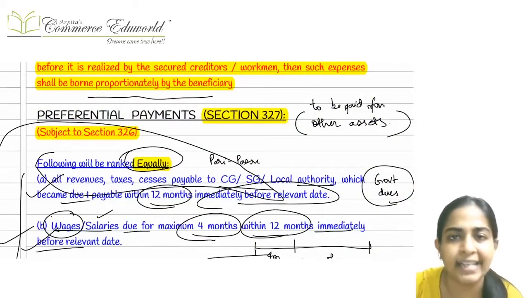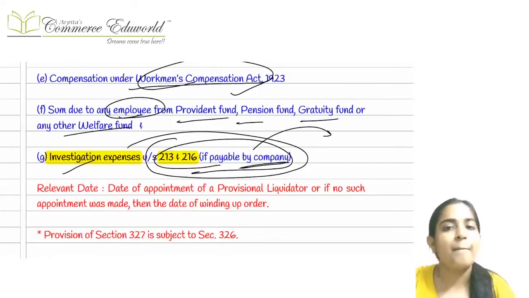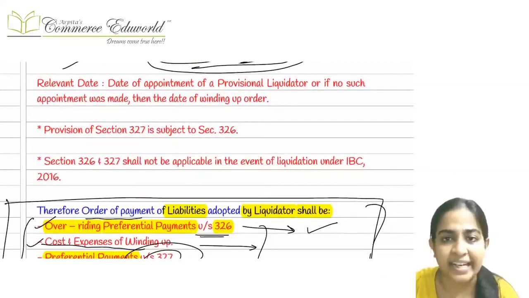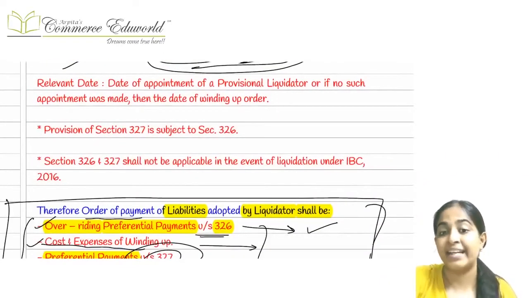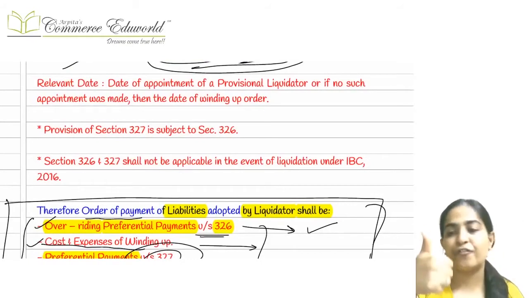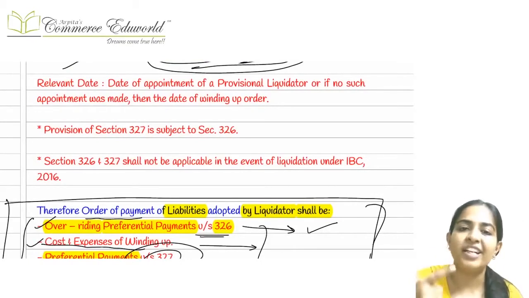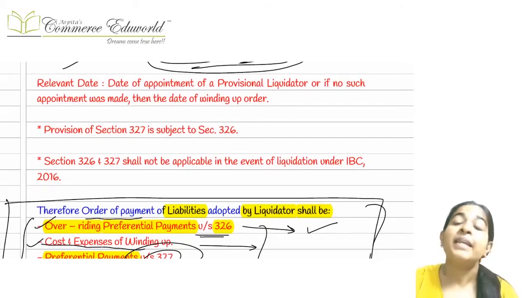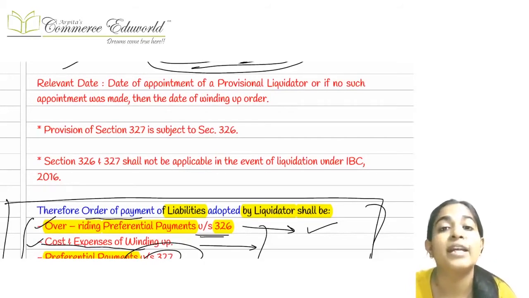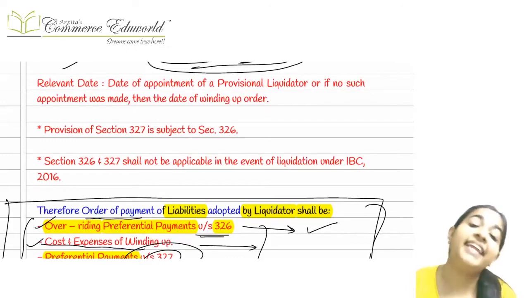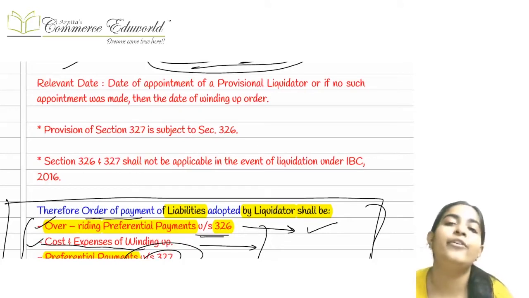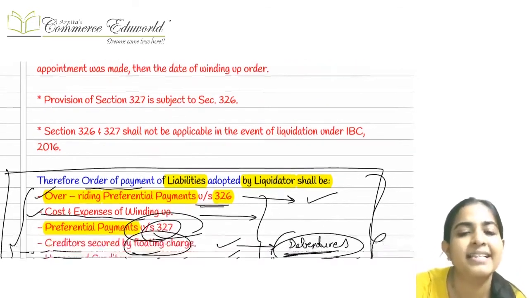Okay, as it is written here, all these will be ranked equally. All these will be ranked equally means all these will be paid in proportion, pari passu. Right? And all these are paid in priority to all the unsecured debts. So first we paid 326. Then we paid the winding up expenses. Then we made the preferential payments under 327. Then we are going to pay the creditors who are secured by the floating charge. Then we will go to the other unsecured creditors, then preference shareholders, and then equity shareholders. Okay, this is the sequence.